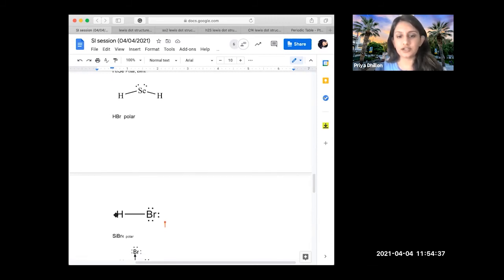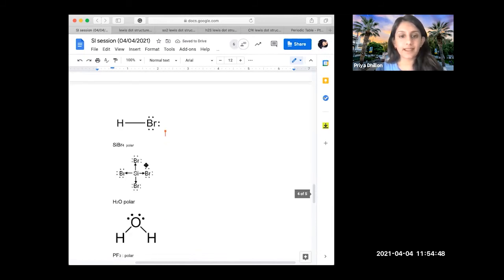HBr, it's a linear shape, but since the Br has all these lone pairs, it's going to be polar, but the shape is linear. Okay, and then we have SiBr4. So it's actually non-polar. Can somebody explain why it's non-polar, looking at the Lewis structure right here?